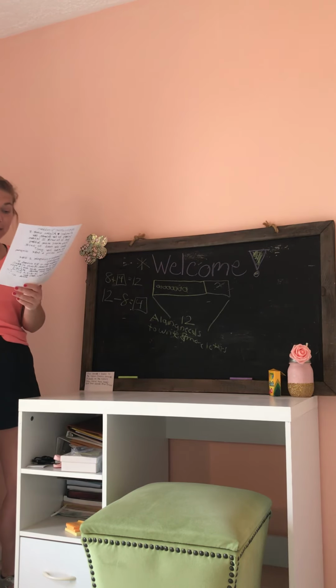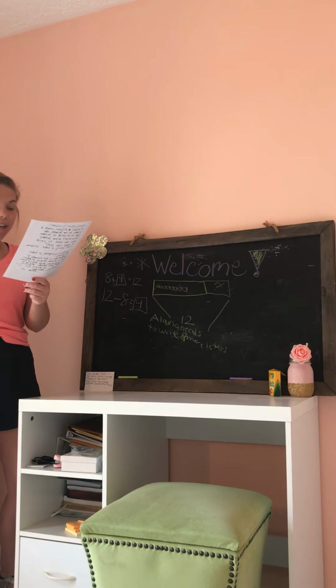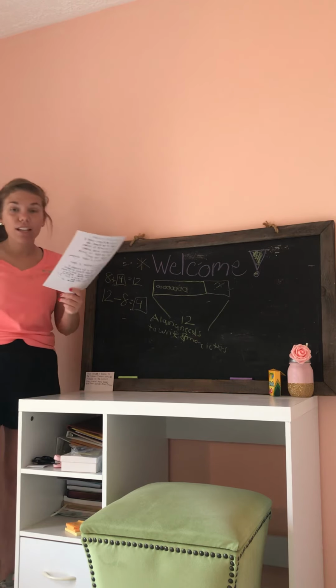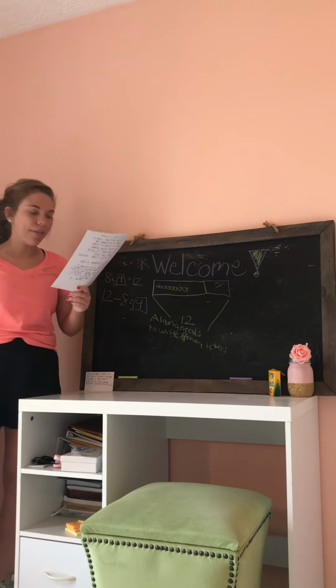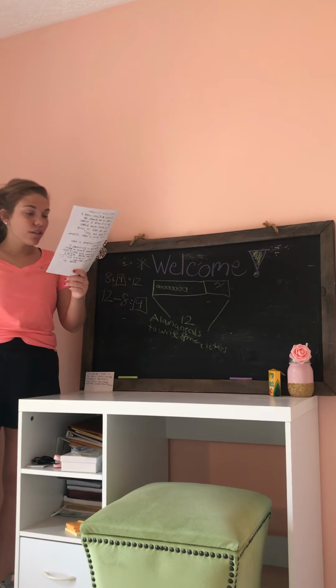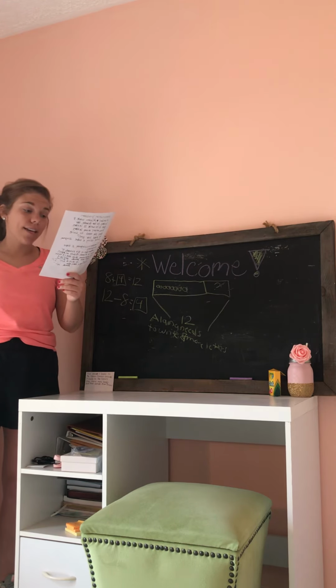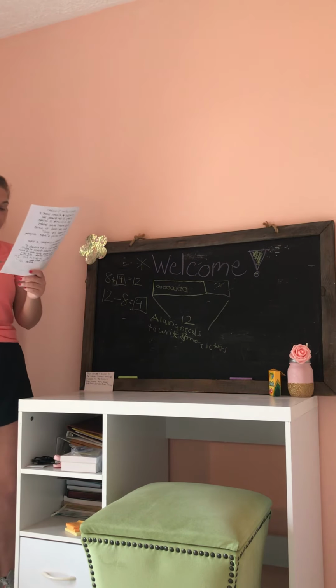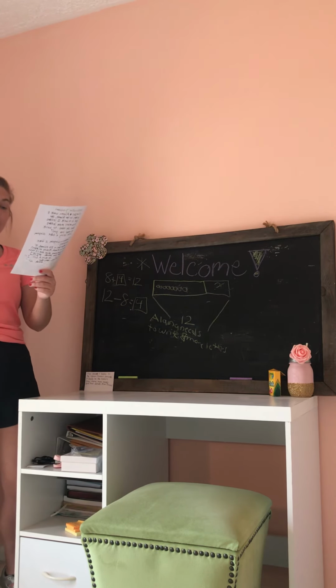It rained 15 days in March. It rained 19 days in April. How many more days did it rain in April than in March? Let me read it one more time and then we'll work together. It rained 15 days in March. It rained 19 days in April. How many more days did it rain in April than in March?